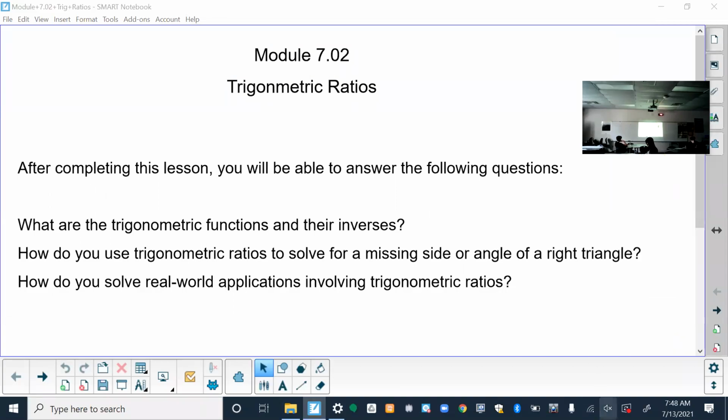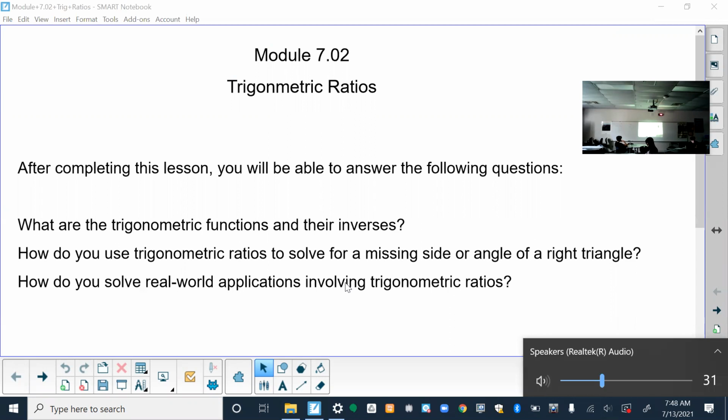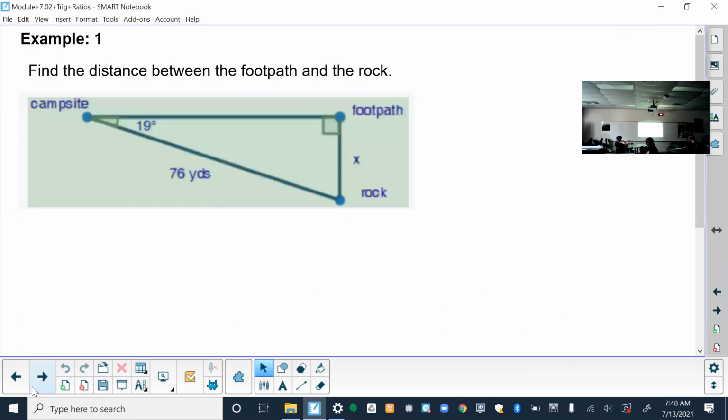So we have this first example, we are going to be finding the distance between the footpath and the rock. So we're looking for the value of x, so this side right here.